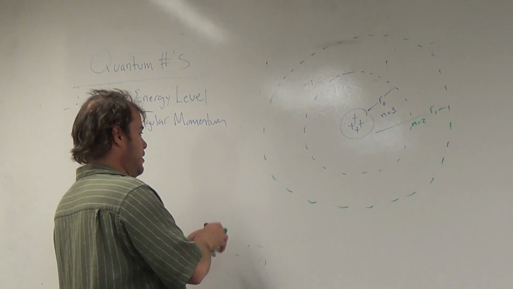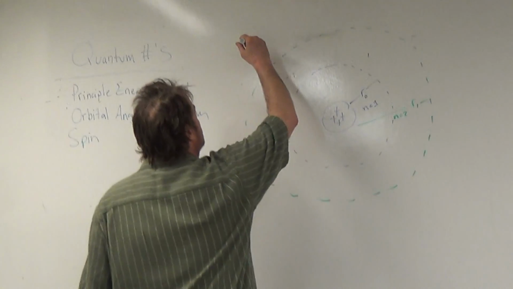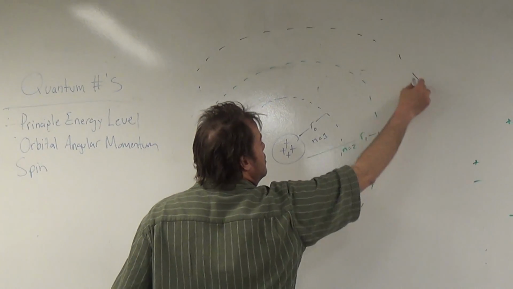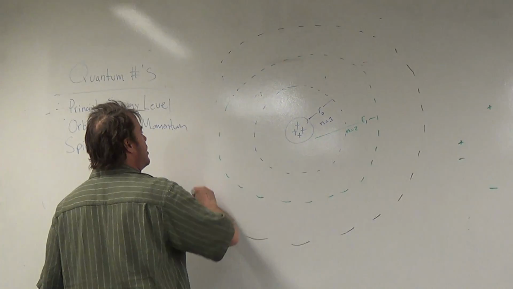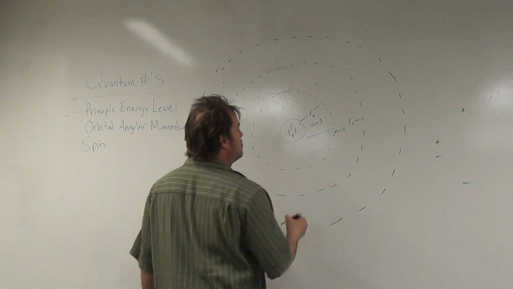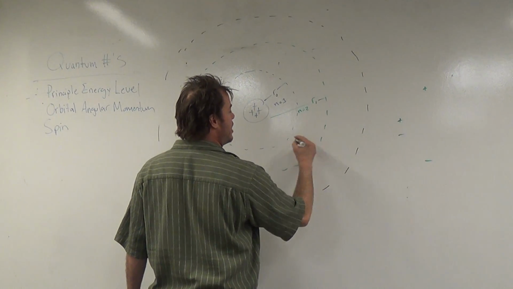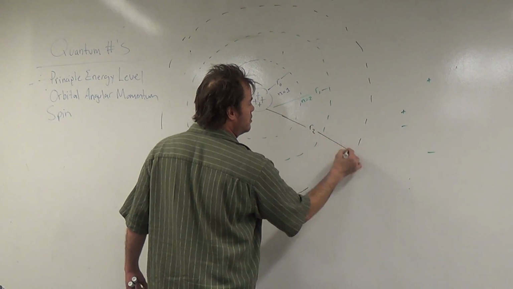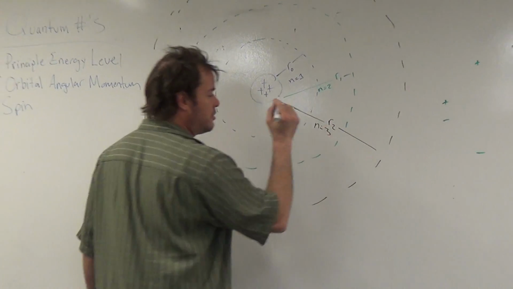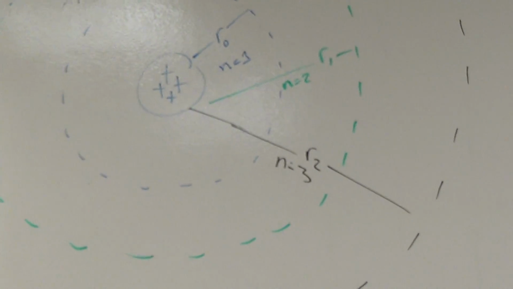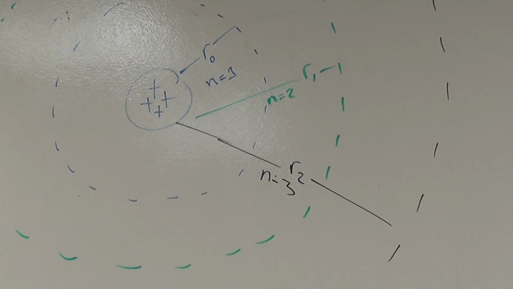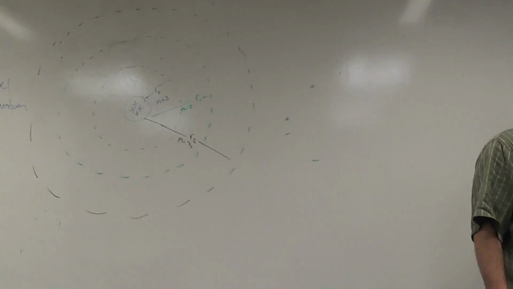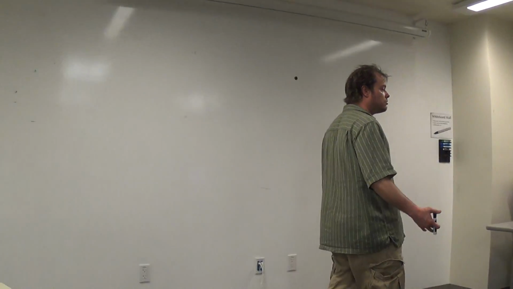And you've got other principal energy levels. You might have the N equals 4 out here, or N equals 3 out here. And so each has its own particular separation distance. Each of those principal energy levels is divided up into several possible orbitals.